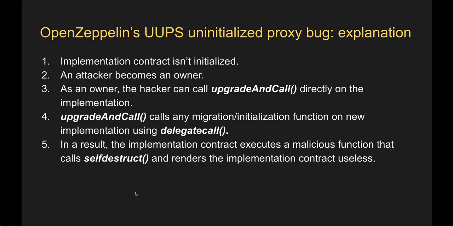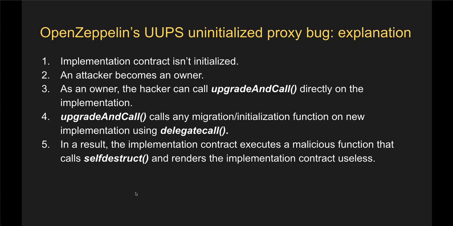Luckily, in this example, the fix was simple, because the owners of the contract simply would need to call initialize on the implementation, and that was it. But through that bug, nearly 200 projects were affected. And also, luckily, none of those projects were harmed by this.